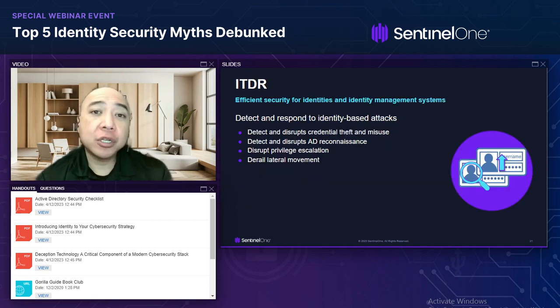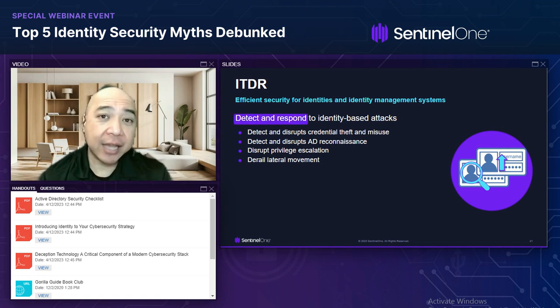Here's an example, right? So you're going to detect and disrupt credential theft and misuse. You're going to detect and disrupt Active Directory reconnaissance. You're going to disrupt privilege escalation attempts, and you're going to derail lateral movement that tries to use stolen identities and identity data. So the goal here is efficient detection and efficient protection of identities and identity management systems, right? So you're going to secure them with ITDR. But again, this only applies during an attack, because again, it's going to detect and respond.